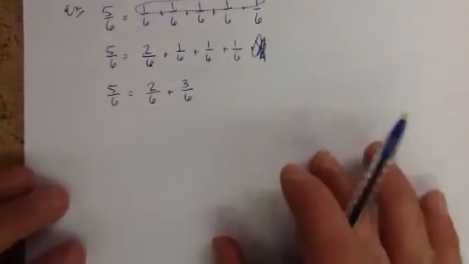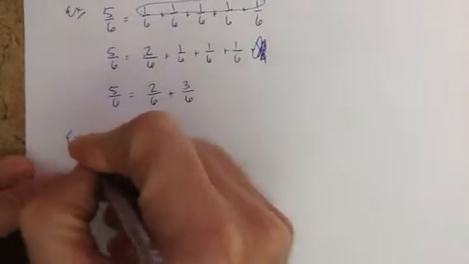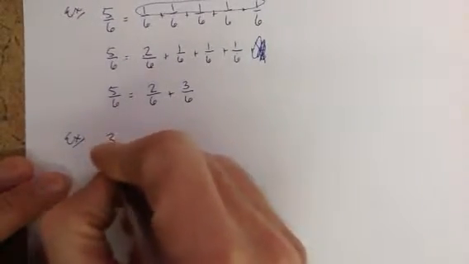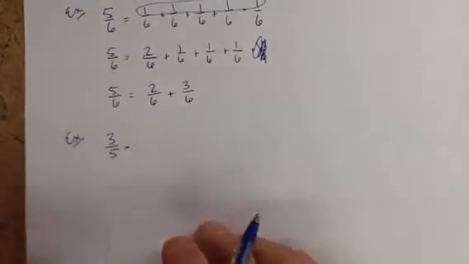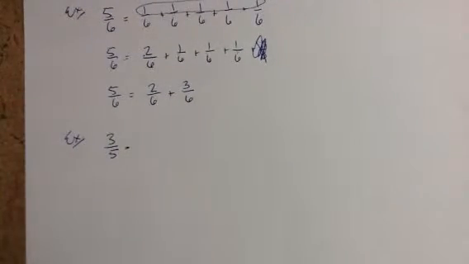Let's have you do a couple on your own. So let's take 3/5. After you write down 3/5, I want you to pause the video and I want you to find at least 3 ways, or let's just start with 2. Let's start with 2 ways you could break down 3/5.